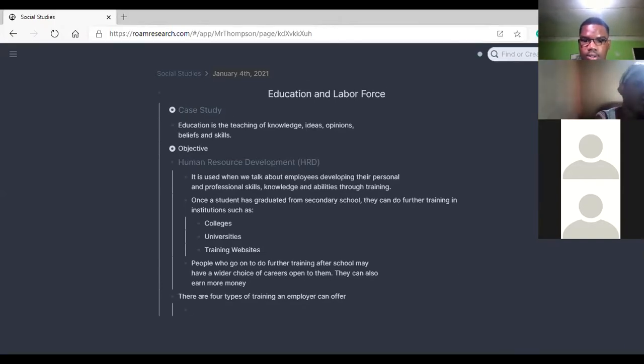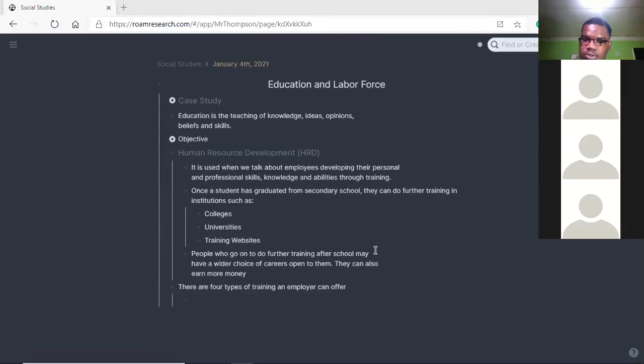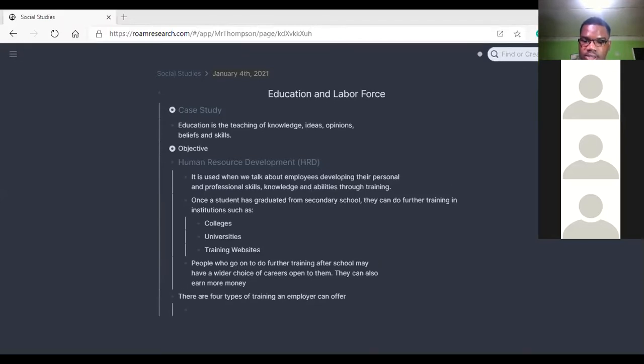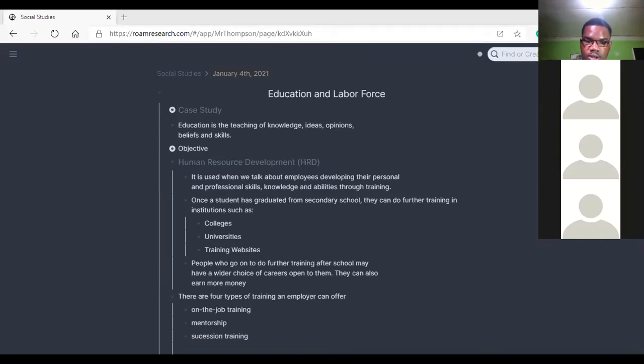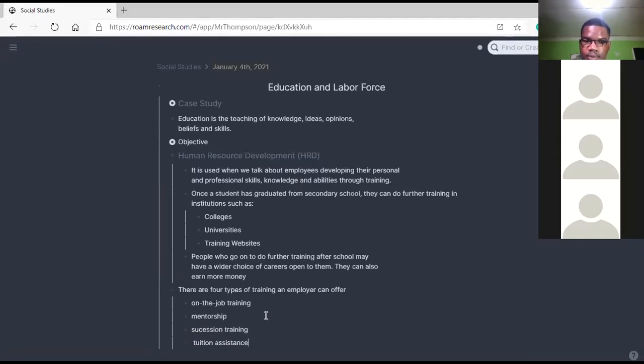So an employer is just a person who hired you. We're quickly just gonna write them down and then we'll define them on the rejoin because time is about to expire. On the job training, that's one. Mentorship. Succession training. And the final one is tuition assistance. So we're gonna define these when we rejoin. Quickly take the notes. All right.